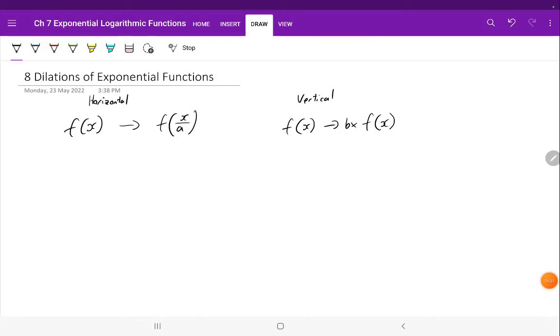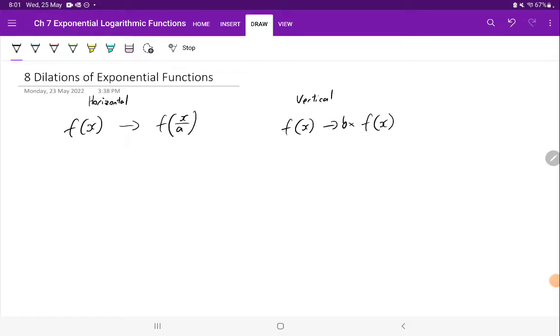So let's have a look at some horizontal and vertical transformations. Just as a reminder, a horizontal dilation means that f of x becomes f of x on a. And for the vertical dilation, f of x becomes some constant b times f of x. And as always, you can see the horizontal and vertical are almost like mirror images of each other. Alrighty, so where do we go from here?